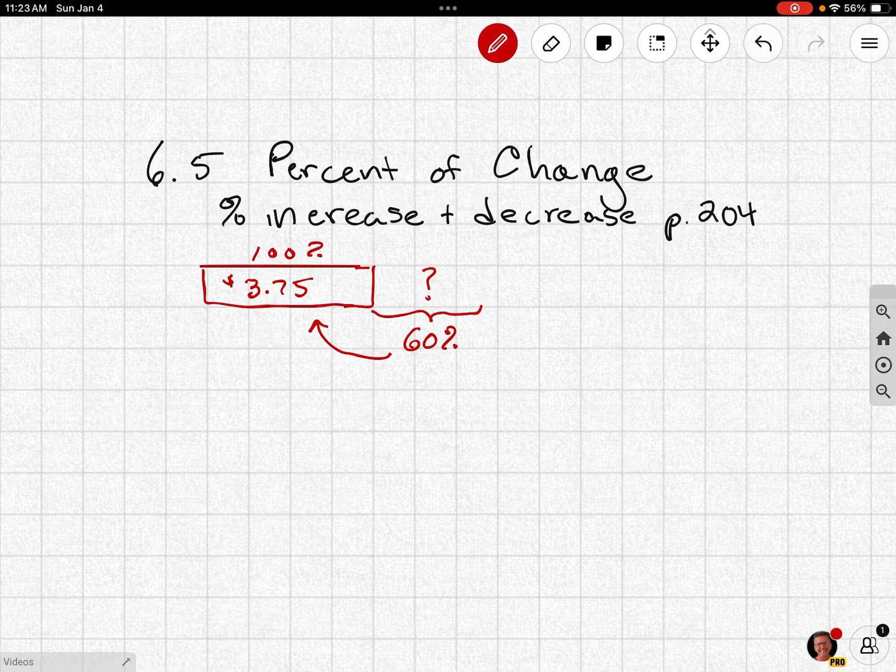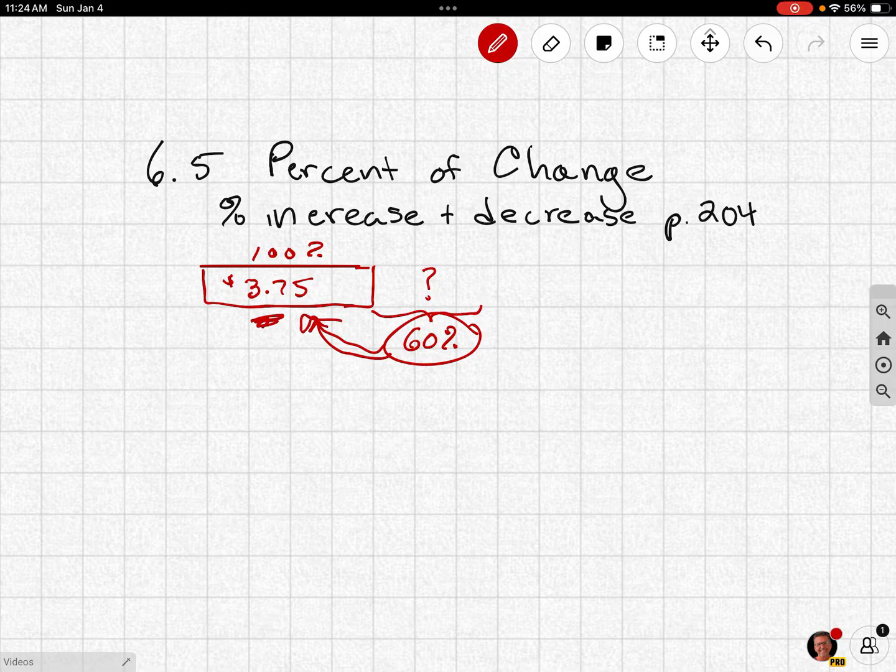Here's the problem. Mr. Sato sells fish at a 60% markup. He pays $3.75 per pound for haddock, that's a type of fish, 1 week. At what price per pound will he sell it? Markup means that he's going to increase the amount that he sells it for from what he paid for it. So if he paid $3.75, we got a little model here. If he paid $3.75, that's 100% of the price. He's going to add 60% of the $3.75.